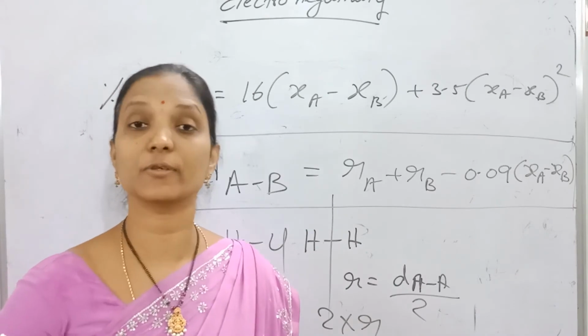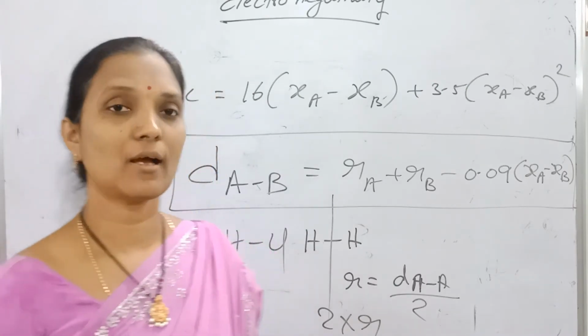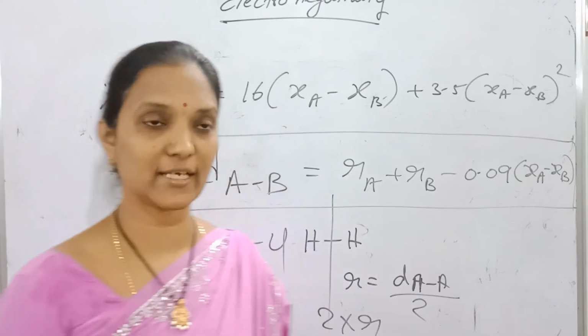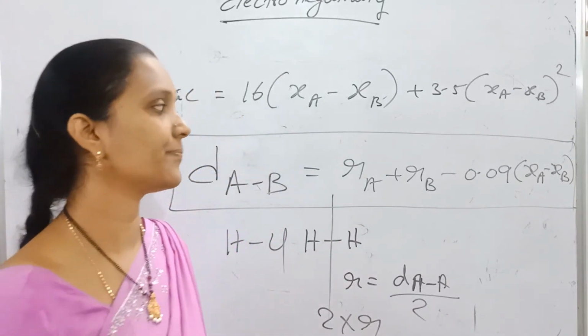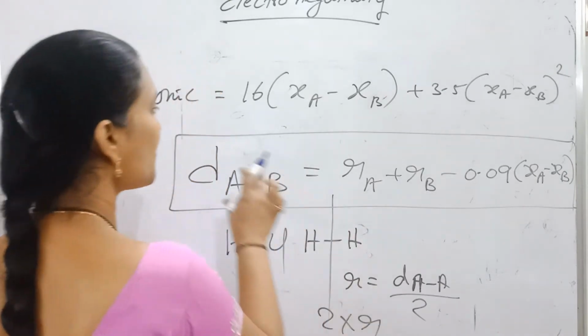Simply, bond length. How to calculate the bond length? The given formula is: radius of A plus radius of B minus 0.08 into (chi A minus chi B), or Xa minus Xb. This is the formula used to calculate it.